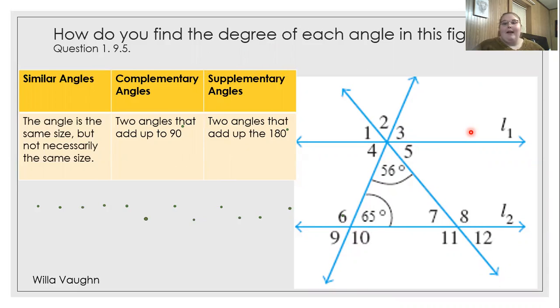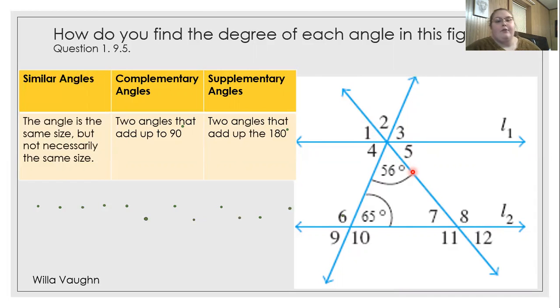So we're going to go back to the beginning with angle 1. Angle 1 and angle 7 are corresponding angles, and corresponding angles are going to be equal to each other every time. So that means that angle 1 is also going to be 59 degrees. Angle 2 right here is opposite of the 56 degree angle, a vertical angle. Vertical angles are also going to be equal to each other. So that means angle 2 is going to be 56 degrees.